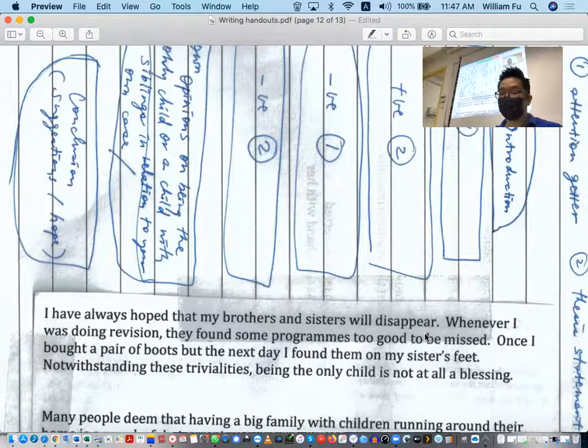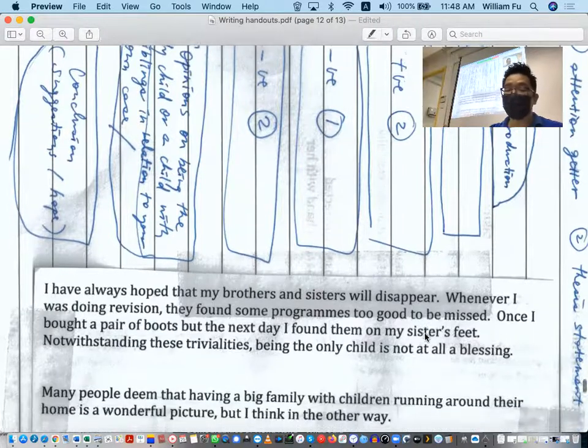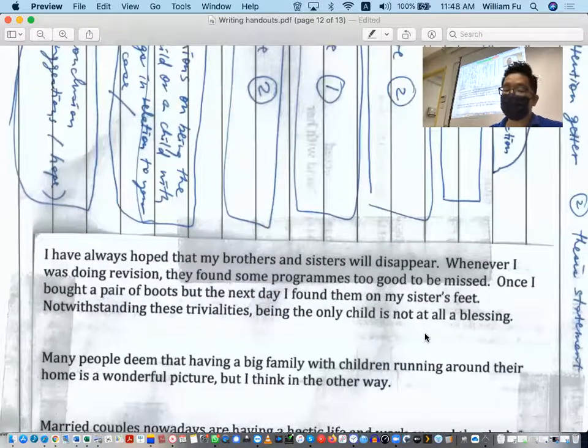Notwithstanding these trivialities, now being the only child is not at all a blessing. Okay, suddenly the last sentence is a twist. Oh, but having siblings actually is something good. It means that. Okay, second one. Now, many people deem that having a big family with children running around their home is a wonderful picture. Okay, but I think the other way. This is really short and powerful.